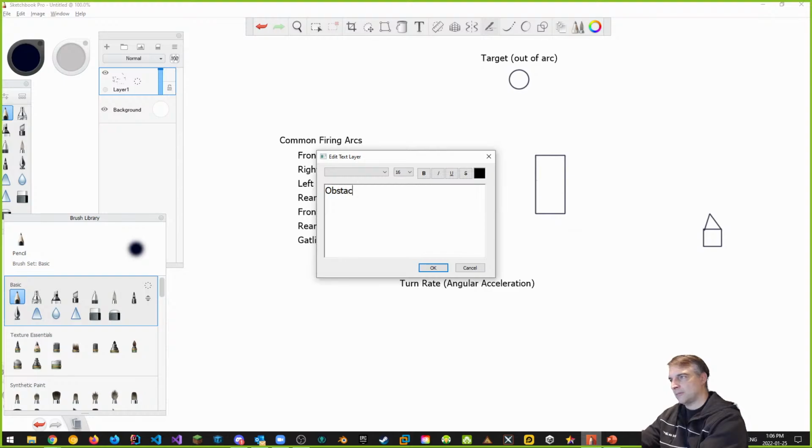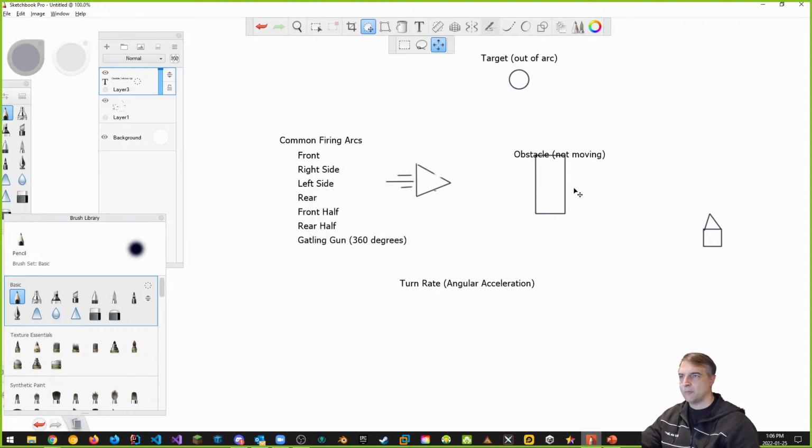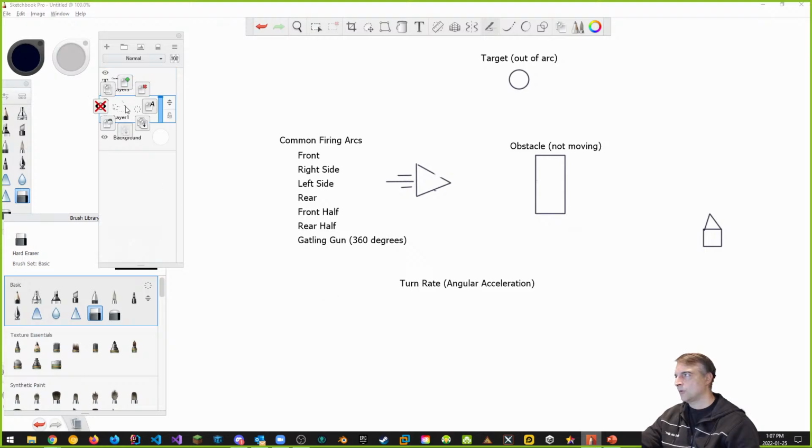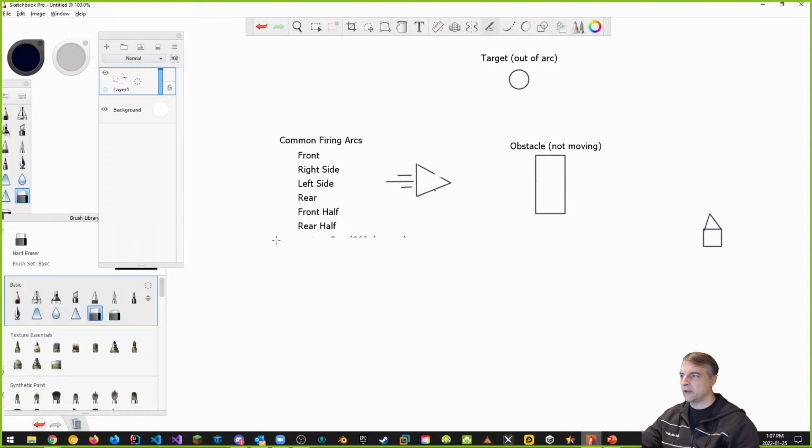Here's my obstacle. The obstacle is not moving. All right, so stationary. That's very important because people have this idea that obstacle avoidance and collision avoidance are the same. They're not, right? And that's the big difference, because we want to make sure that you understand the difference between one and the other. I'm just going to clear this up so that it doesn't confuse anybody when we're in the video.